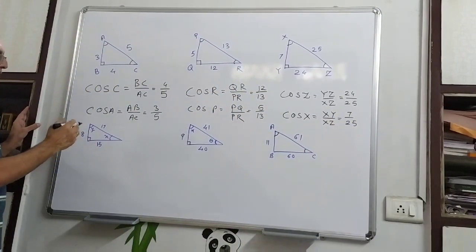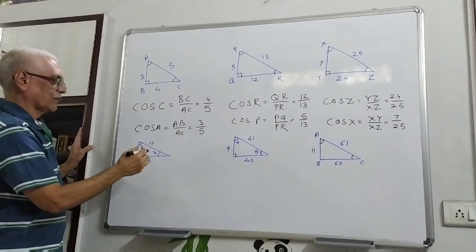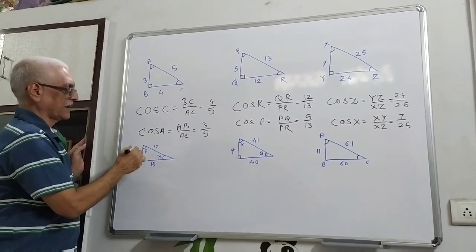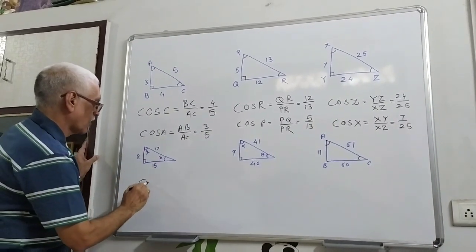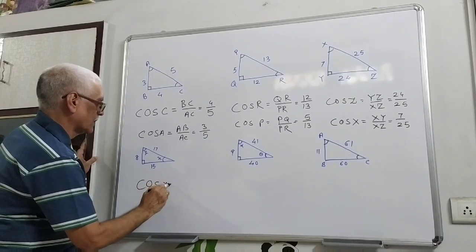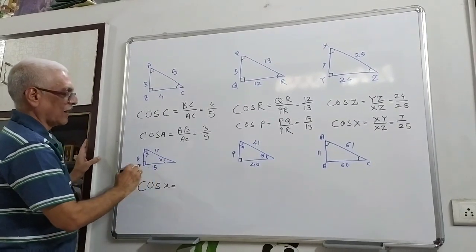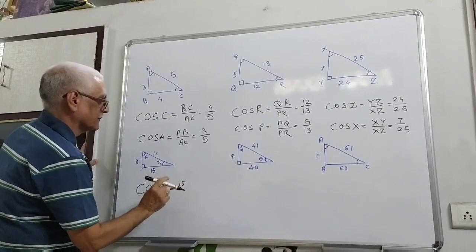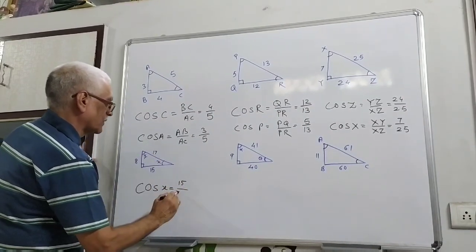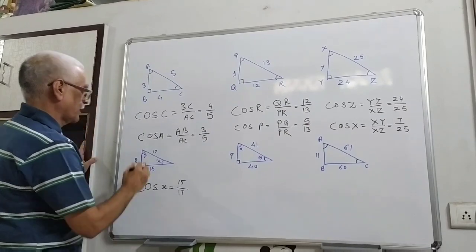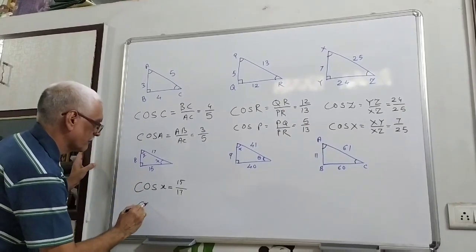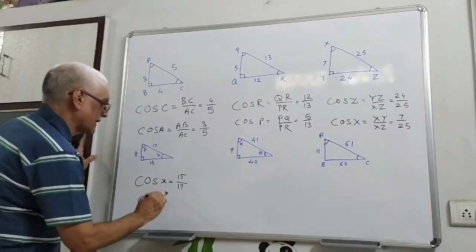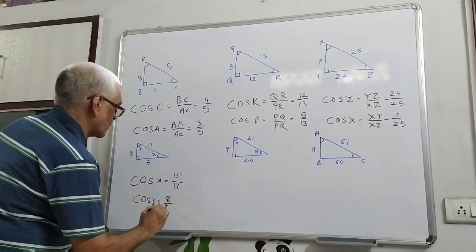In this triangle, we are not given the names ABC, but we have marked the measure of the angle. Suppose this measure is X, this measure is Y. So we can say that cos of X is equal to the length of the adjacent side, adjacent to X, that is 15, upon the length of the hypotenuse, that is 17. And if we want cos of Y, cos of angle Y is equal to the length of the adjacent side, that is 8, upon the hypotenuse, which is 17.